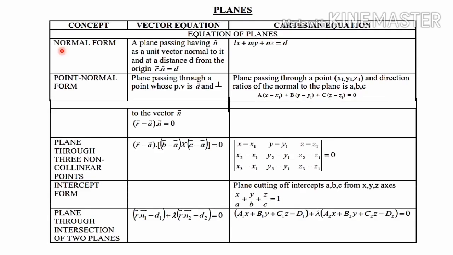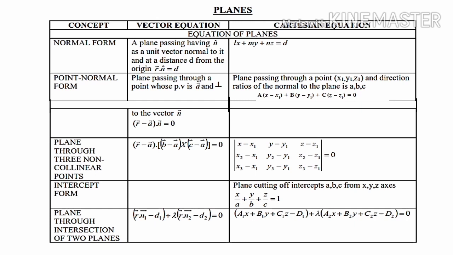First one we have learned, that is normal form. Vector equation is vector r dot unit vector n is equal to d, and the Cartesian equation is lx plus my plus nz is equal to d. Next one we have learned, point normal form, that is vector form, vector r minus vector a dot vector n is equal to 0. Cartesian form is a into x minus x1 plus b into y minus y1 plus c into z minus z1 is equal to 0.